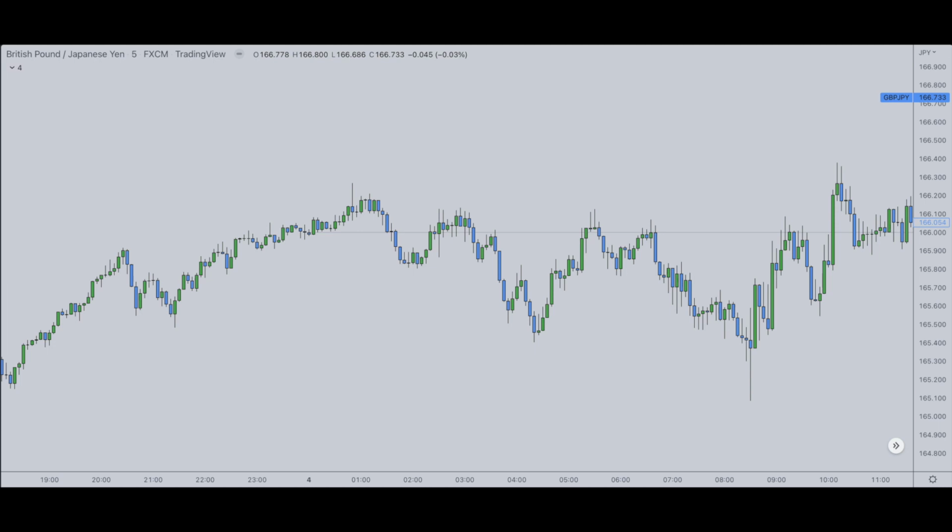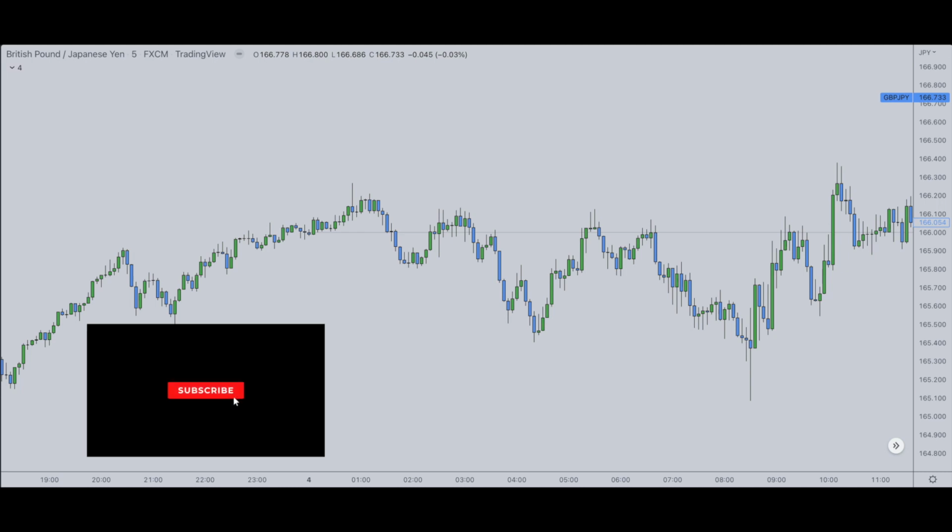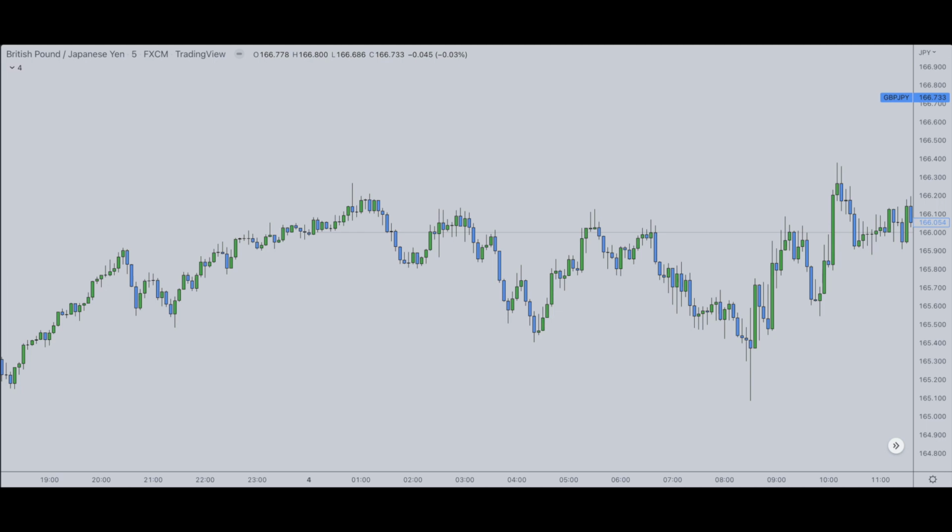We are in volume 2. This is an NFP drill. We are looking at the British pound and Japanese yen on the M5 chart. This is a non-farm payroll, or NFP, drill. So let's jump right into it.